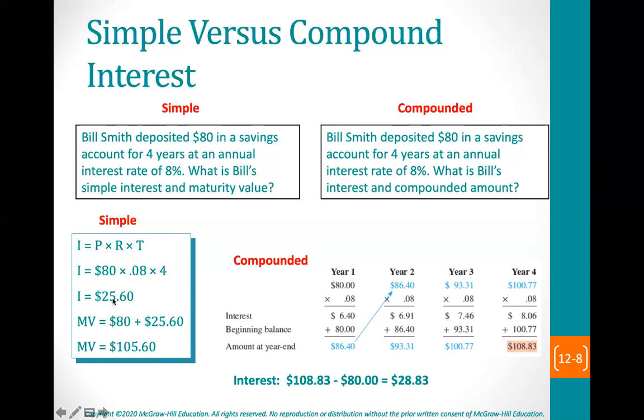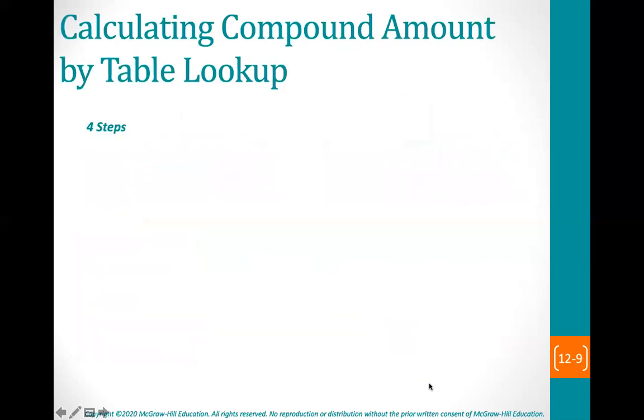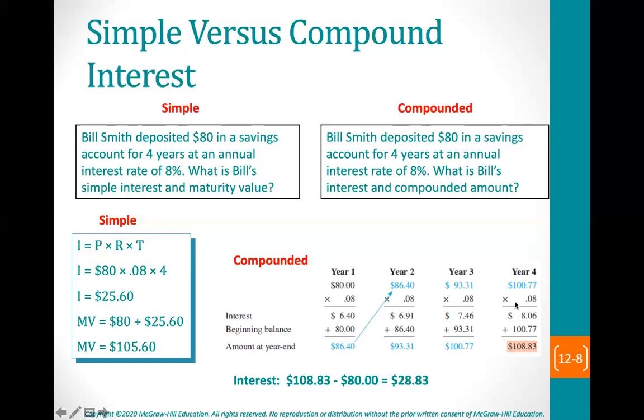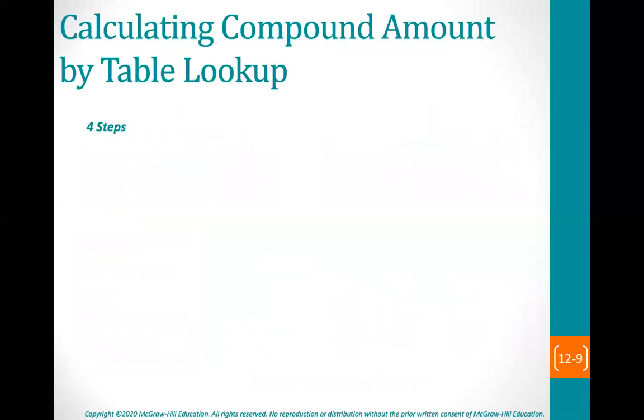He only earned $5.60 under simple. He earns $8.83 under the compounded. So that's a lot of steps when calculating compounding for year 4. What if you had 20 years worth of calculations? You don't want to have to do that by hand. So we can look it up using a table lookup.